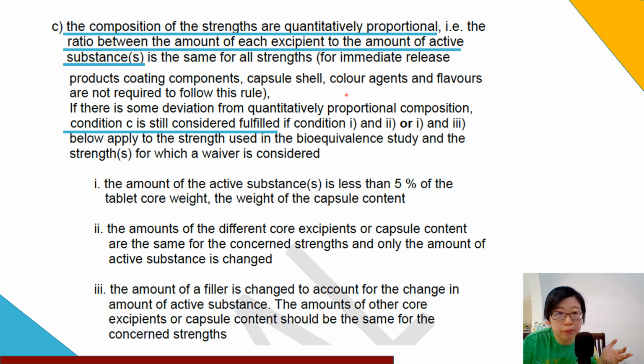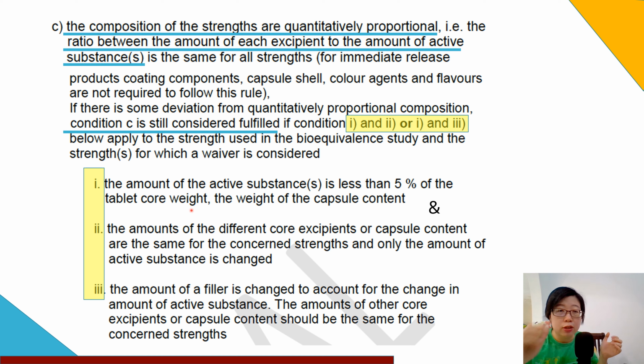Another part is that C can be considered fulfilled if you fulfill criteria 1 and 2, or 1 and 3. So 1 is the most important one. When we look at the details of 1, the first one says that the amount of active substance is less than 5% of the overall tablet weight. The easy way is you just need to calculate it.